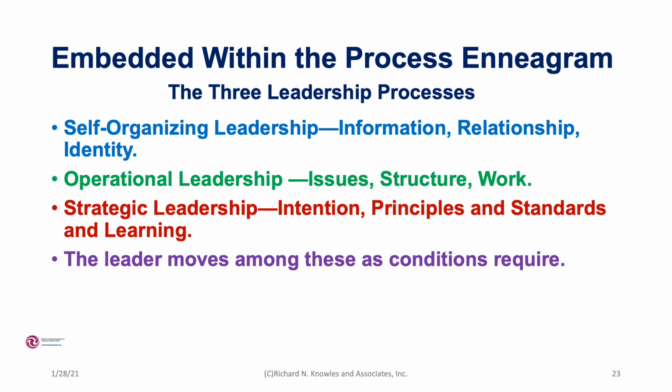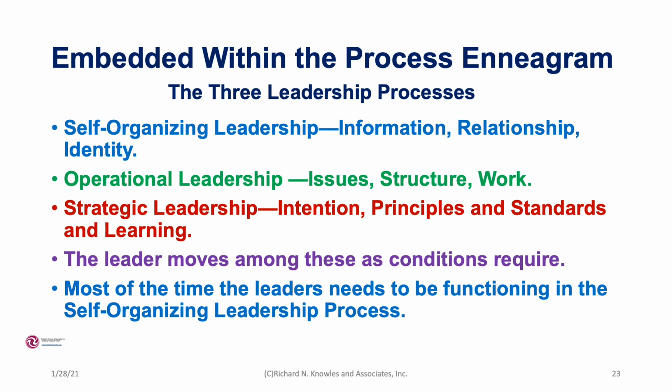Sometimes an emergency comes up and we move to operational. Here's a problem. We've got to organize ourselves. Let's get the work done, and off we go. Sometimes we have to move to the strategic process when we're bringing in a new tool, for example, like agile manufacturing. That's our new intention. Does it require any new principles and standards of behavior? And what new things do we need to learn? And the leader has to move among these conditions as the situations require. As I said, most of the time the leaders need to be functioning in the self-organizing leader process. However, they've got to have situational awareness.